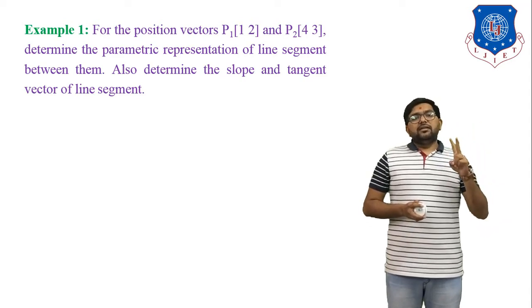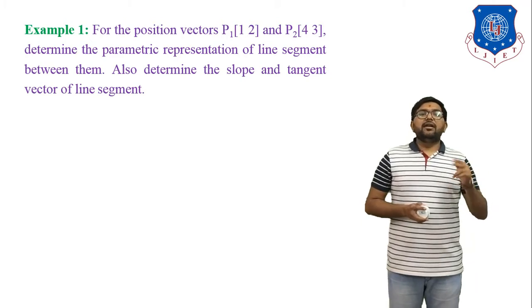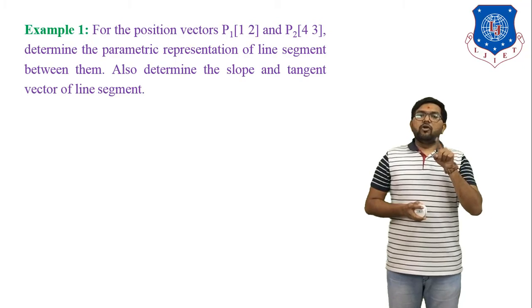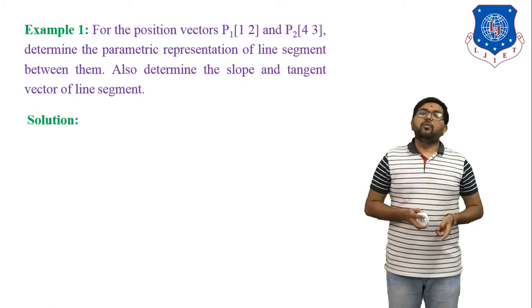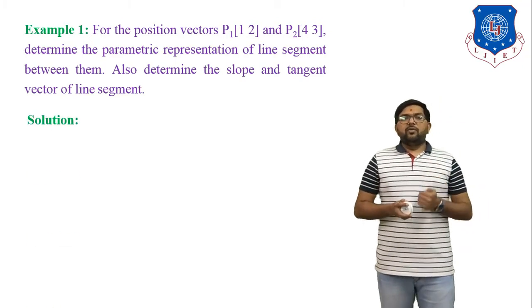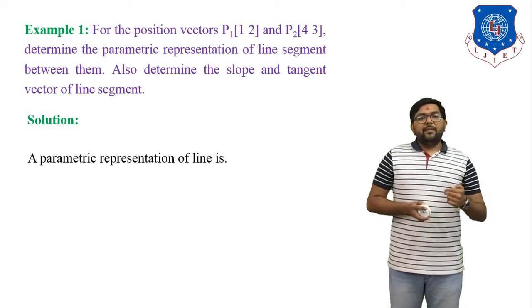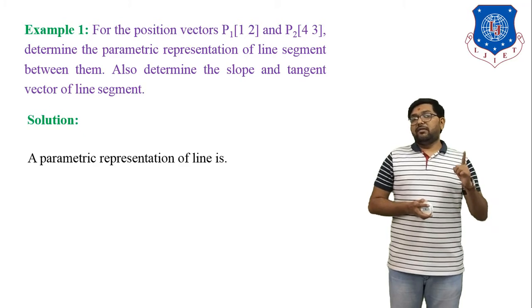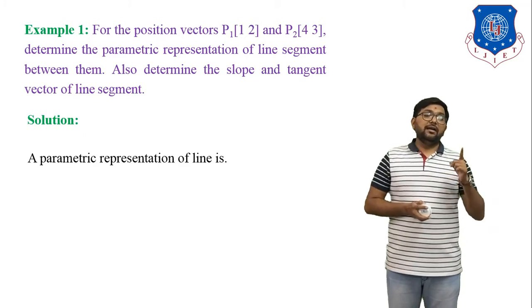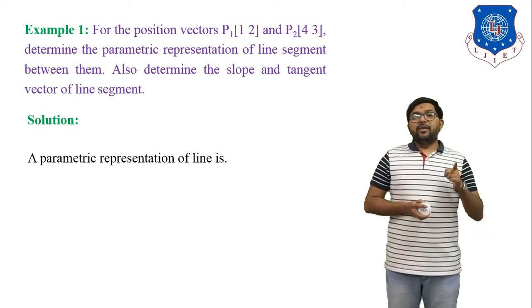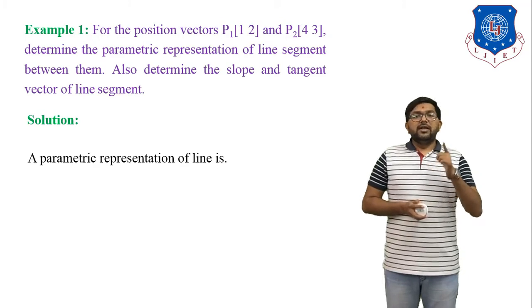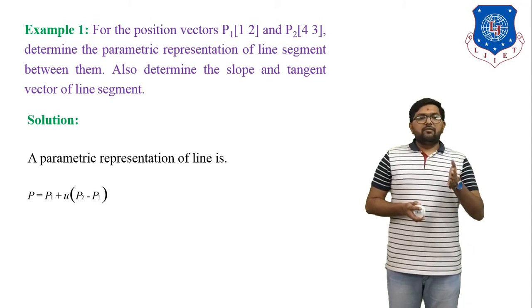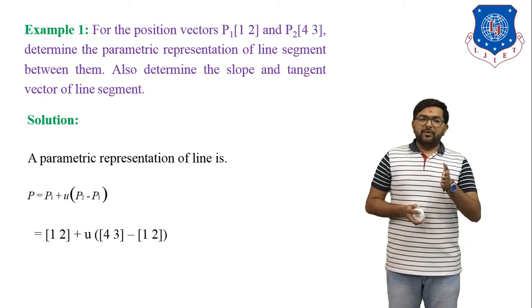Okay, so in this numerical the data given are the coordinates of two endpoints, like p1 is equal to (1, 2) and p2 is equal to (4, 3). Okay, so now we have to solve this numerical. The parametric representation of the line is, in the last lecture we derived the parametric equation of a line, that is p is equal to p1 plus u times (p2 minus p1). So we have to use this equation over here.